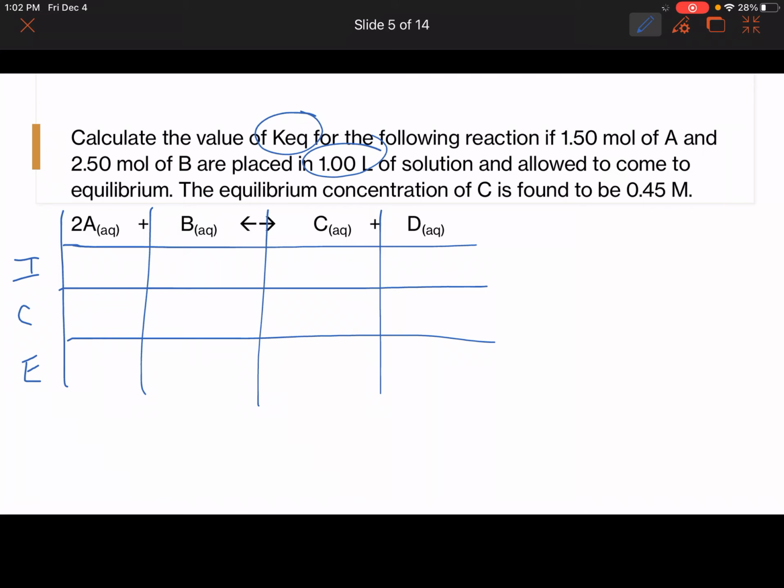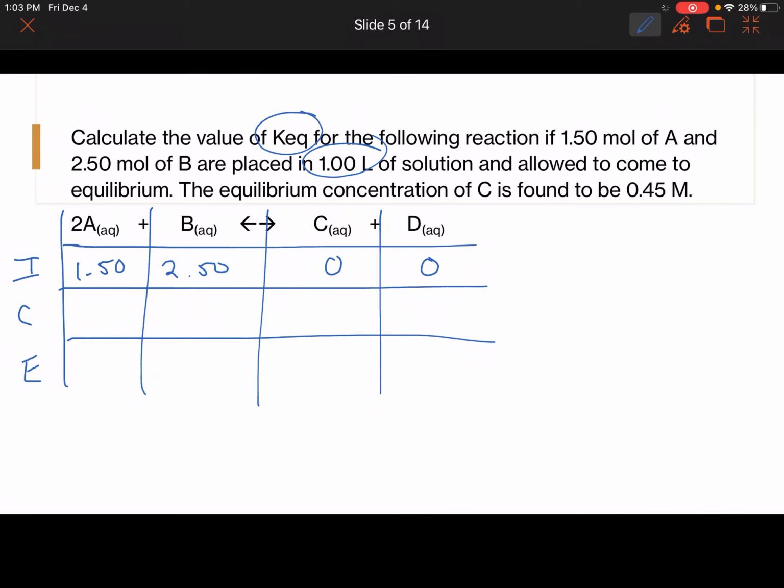Right away, it says calculate the value. Okay, I've got 1.50 moles of A. So initially, 1.50 moles of A. For B, I've got 2.50 moles of B. Now, because it's in 1 liter, these count as concentrations here. Initially, I'm not going to have any C and D here.